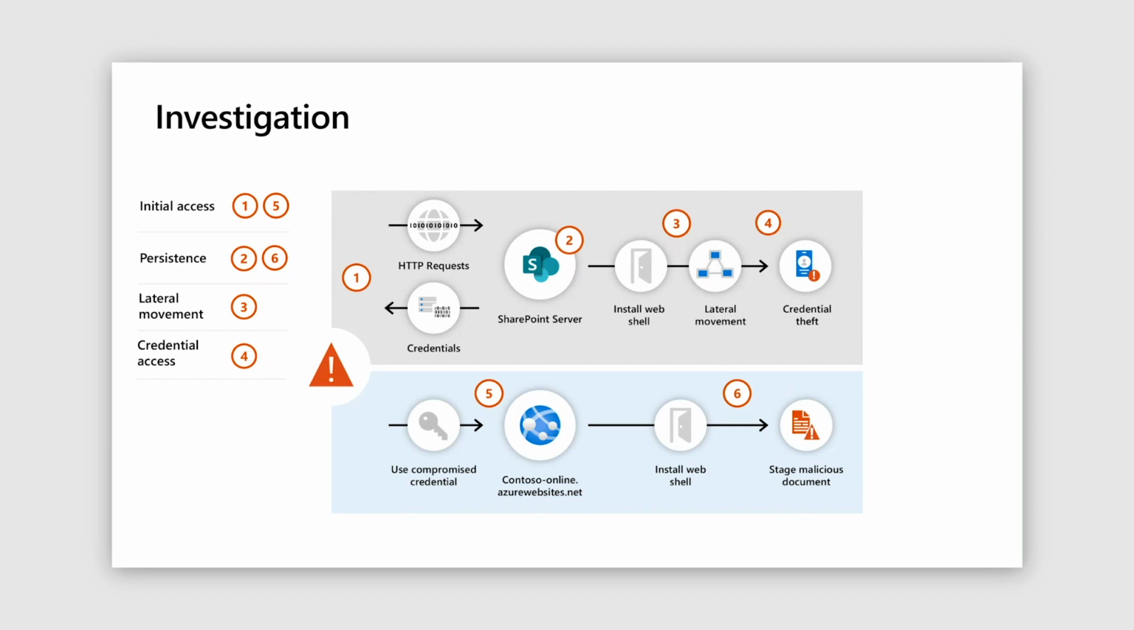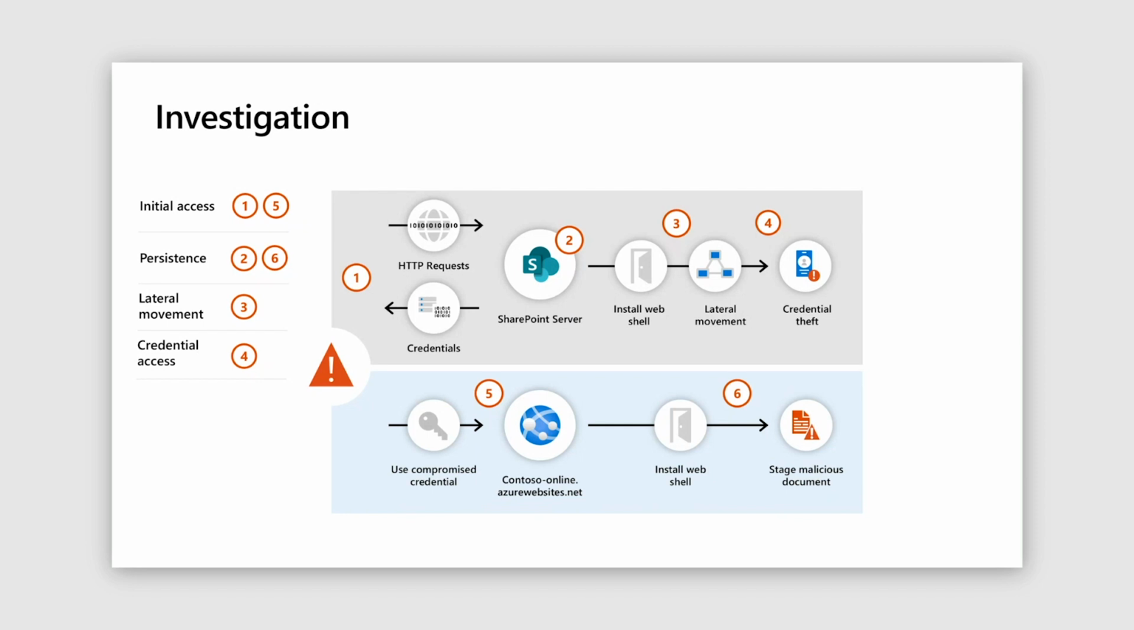Using the shell in step 3, the attacker moves laterally from the SharePoint server into the corporate environment, where they extract credentials. Finally, in step 4, the credential material is copied back to the SharePoint server and downloaded by the attacker.